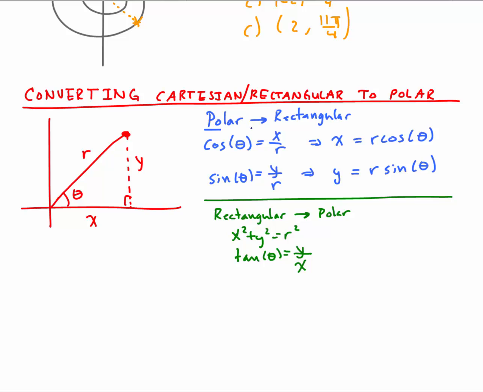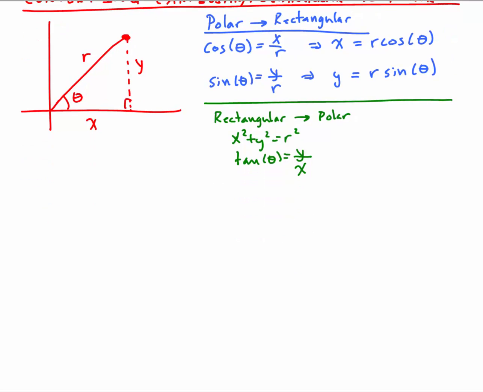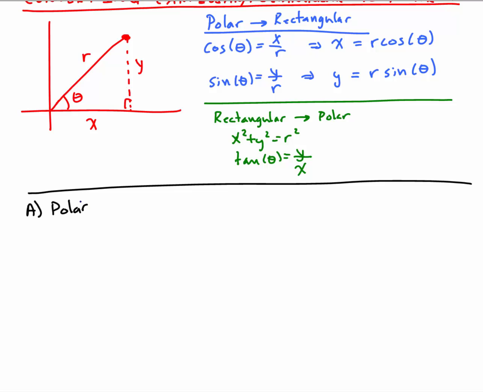So let's go ahead and look at the problems that we just had and that we just graphed, and let's go ahead and convert them. So remember, we had the point A that was in polar form, and the point in polar form was 1, pi over 2. And so what we want to do here is convert to rectangular.